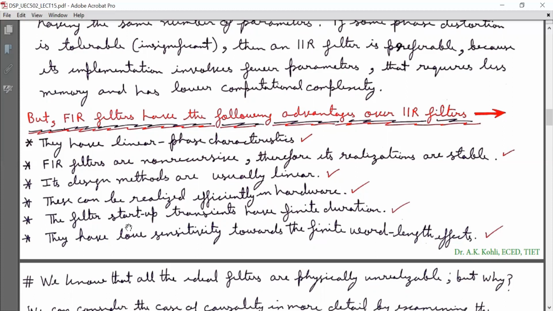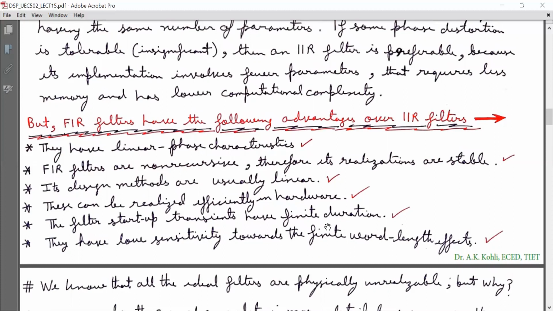The FIR filter startup transients have finite duration. FIR filters have low sensitivity towards finite word length effects. So these are some exclusive benefits of FIR filters over IIR filters. And in most of the applications where we require linear phase, we go for FIR filters.